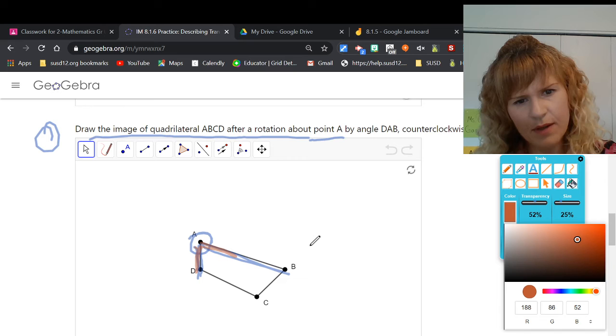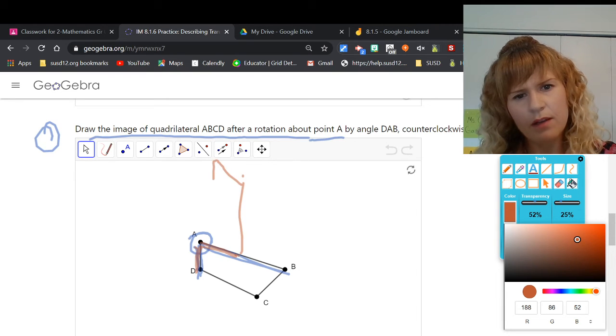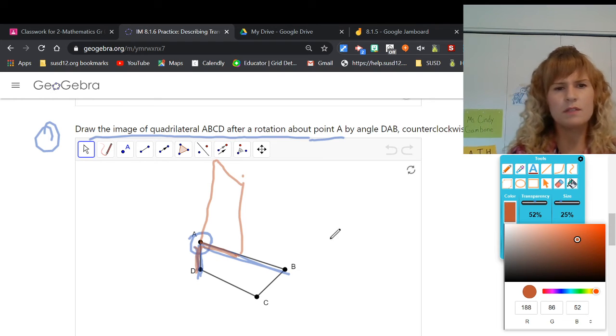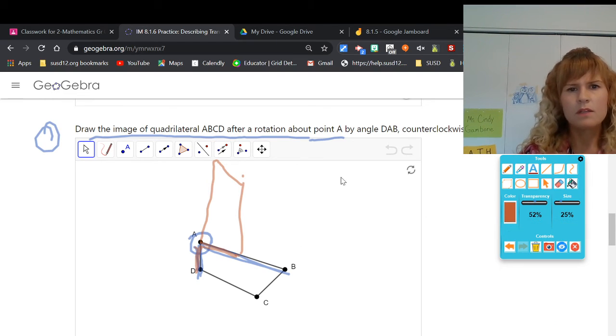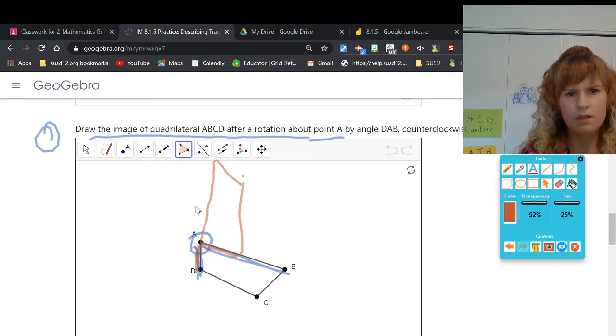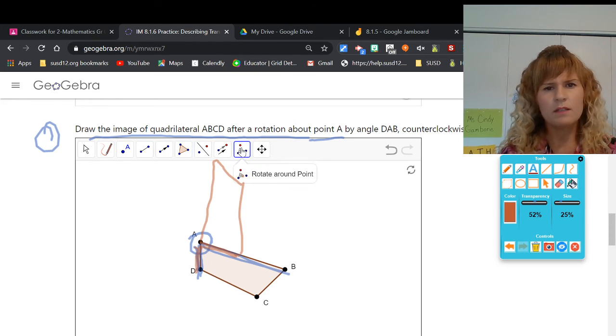Then, if so, I can imagine what my shape looks like. Like that. I can try to imagine what my shape looks like. There, something like that. Let's use the tools to help. So, I'm going to use my polygon tool first to draw the polygon. That way the whole polygon rotates at the same time. Then, rotate around point tool, click the polygon, and click the point.